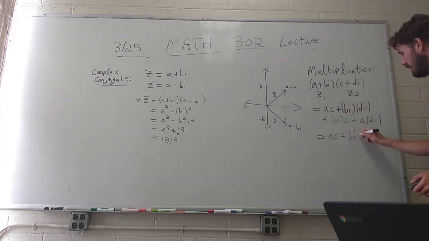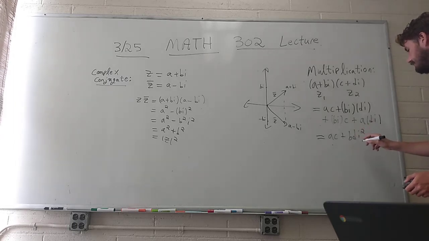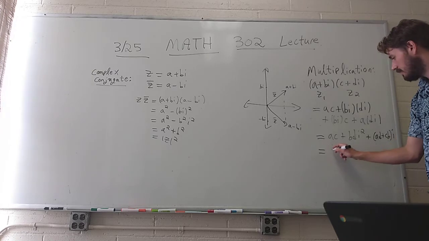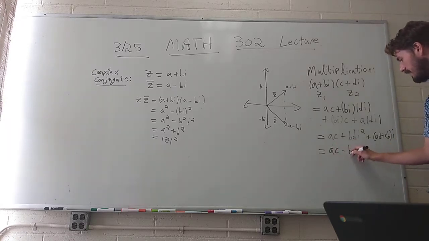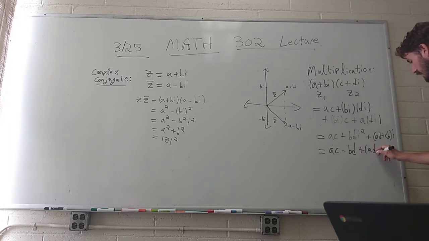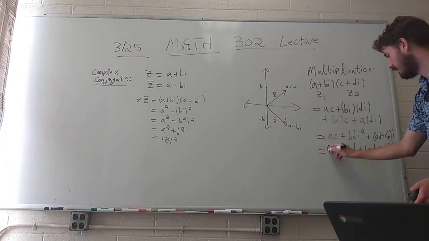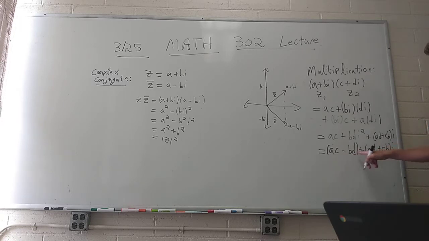ac plus bd times i squared, plus (ad plus cb) times i. So that's the same as ac minus bd, plus (ad plus cb) times i. This is a real number. This is a real number. So notice when we multiply these two complex numbers, we get a complex number. ac minus bd is a real number, ad plus cb is also. So this is their product.